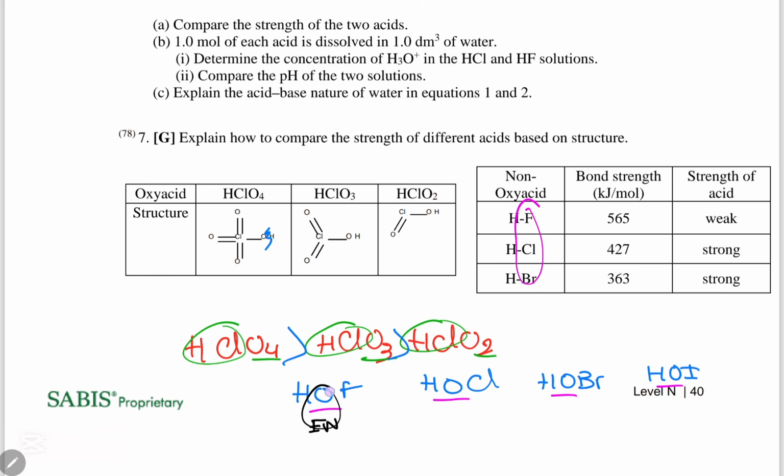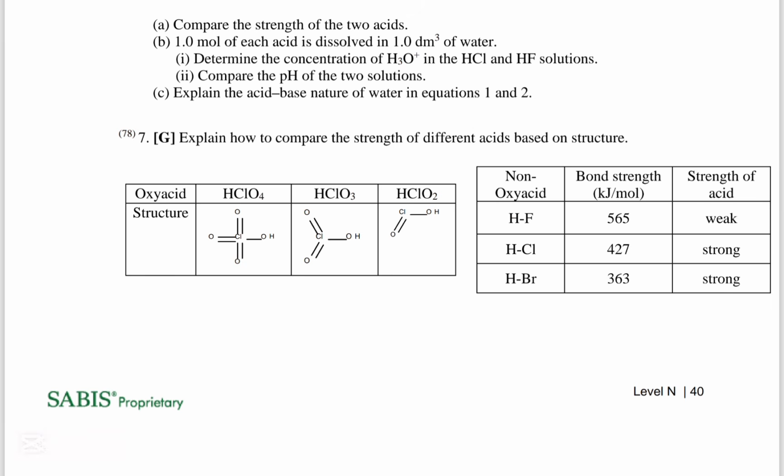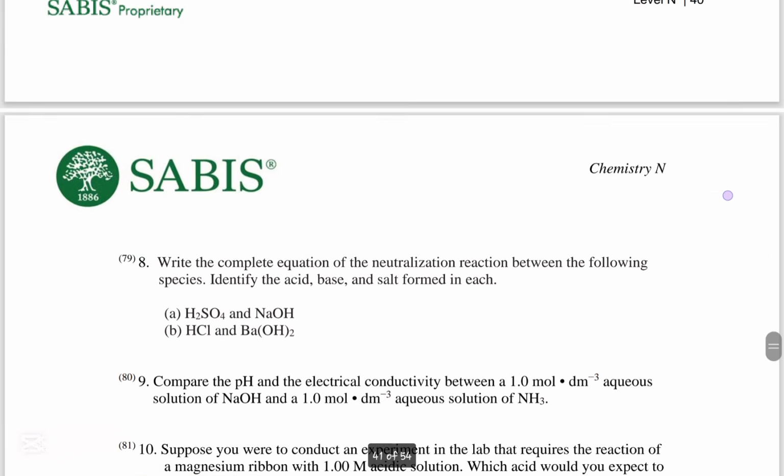So oxygen is an electronegative atom. So the greater the electronegativity, right, the more it will affect the electron density around the hydrogen, the easier it will be to break the bond. So that means that HOF is a stronger acid than HOCl, which is stronger than HOBr and stronger than HOI. Why? Because it contains the more electronegative atom, okay? Very simply, this is how you solve and explain for all the different types of acids based on their structure.